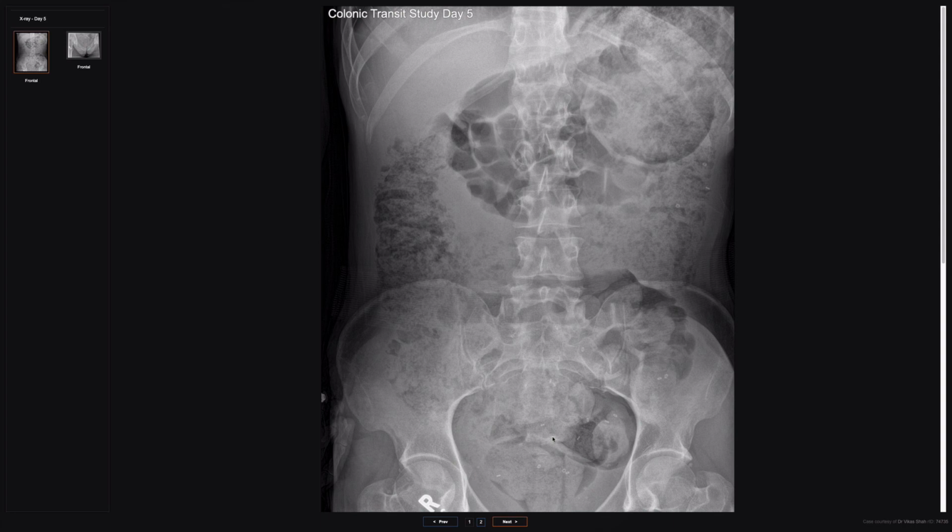Now, the guidelines are that to label or diagnose impaired or slow colonic transit, more than 20% of the markers have to be present on the day 5 x-ray. So essentially, if you've got 4 or more, then I report it as impaired colonic transit. And clearly this is very abnormal because pretty much all of the markers have been retained.